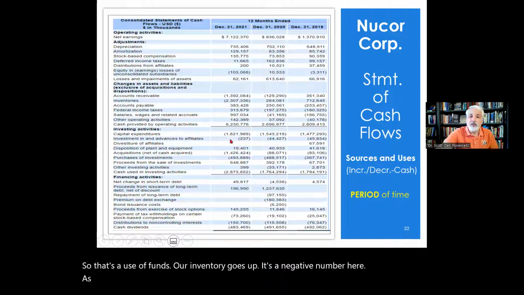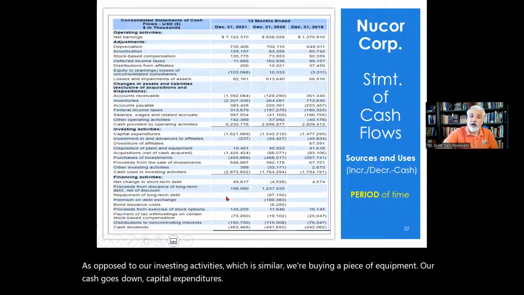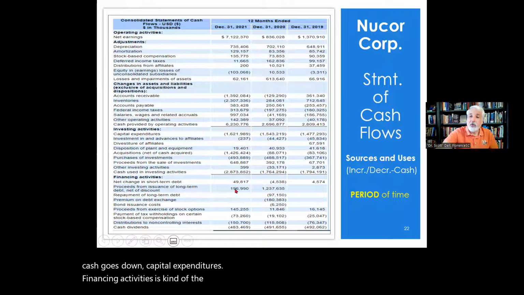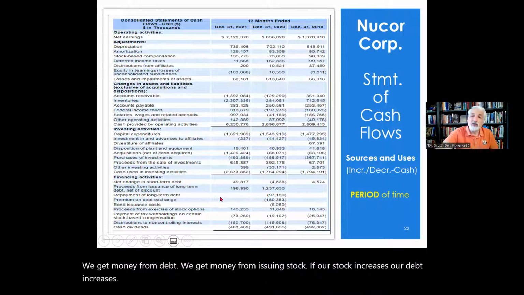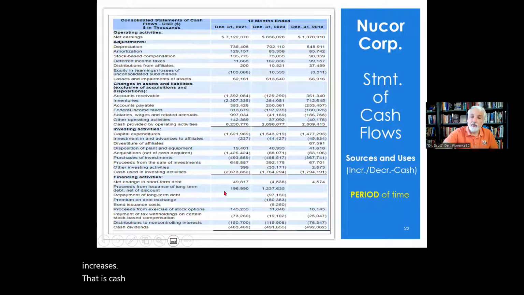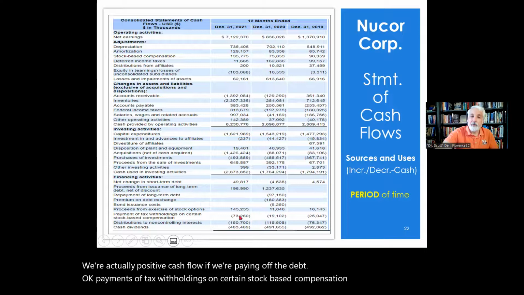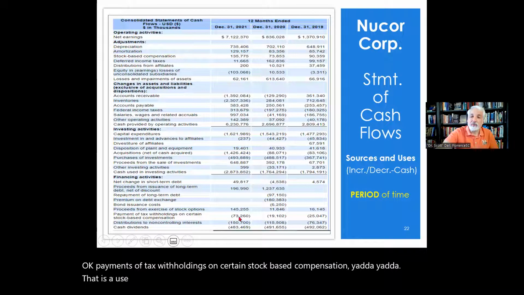As opposed to our investing activities, which is similar, we're buying a piece of equipment, our cash goes down. Capital expenditures, okay? Financing activities is kind of the opposite. We get money from debt. We get money from issuing stock. If our stock increases, our debt increases, that is cash coming in the door. So if we issue debt, we're actually positive cash flow. If we're paying off the debt, or payments of tax withholdings on certain stock-based compensation, yada, yada, that is a use of funds, negative effect.